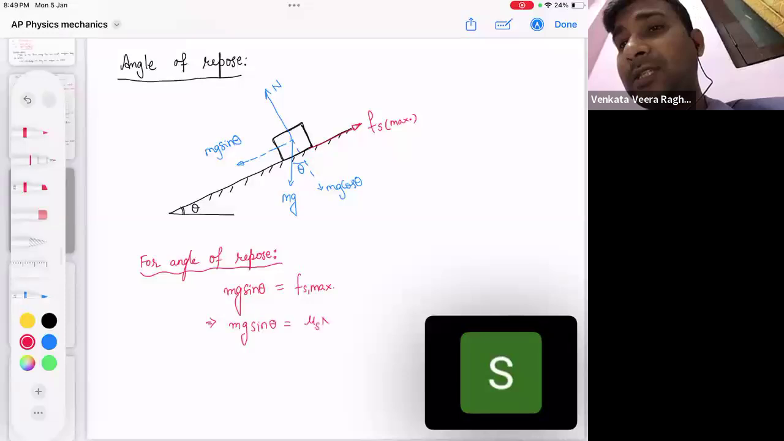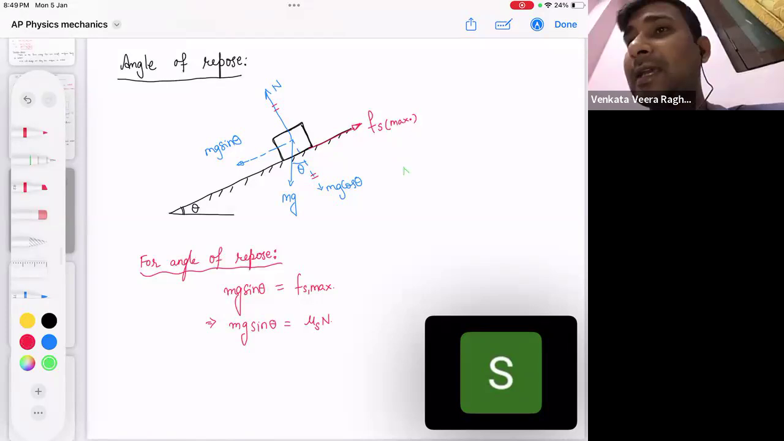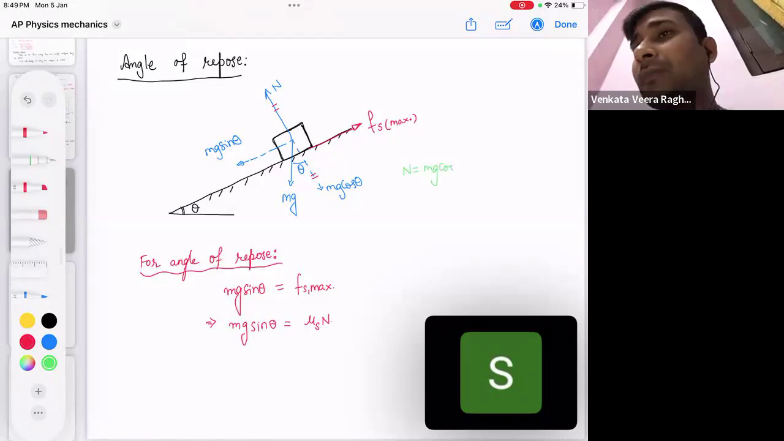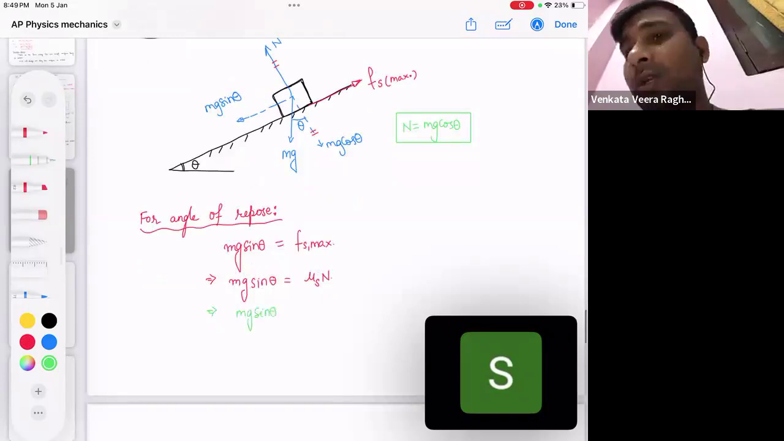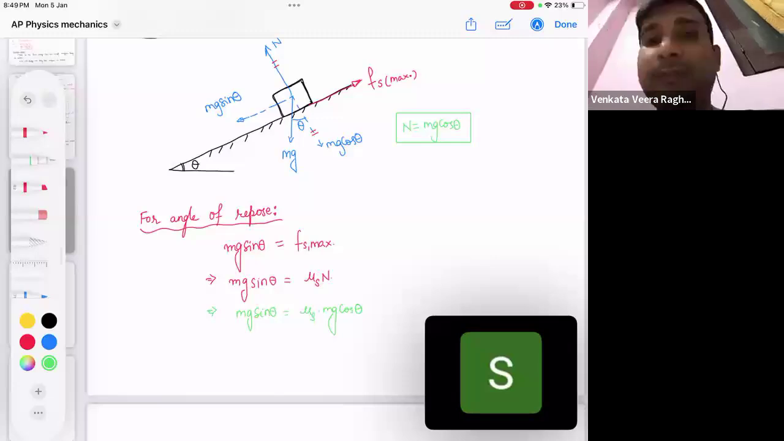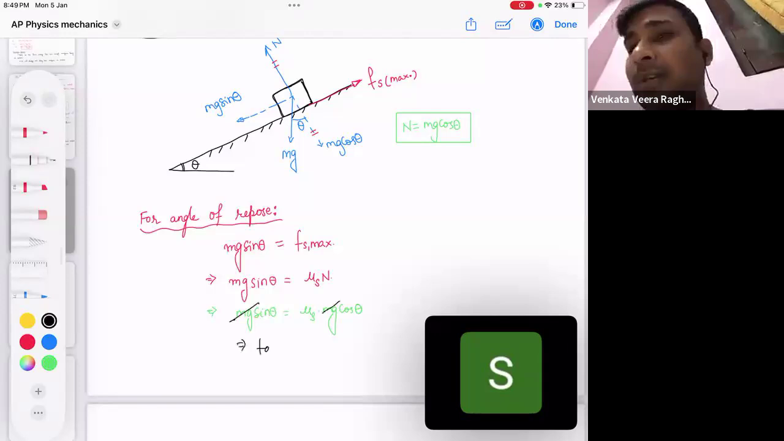So mg sine theta is going to be Fs max, which is mu s into normal. Can we write it? And look at these two components, normal and mg cos theta. In this diagram, is the normal equal to mg cos theta? Is the normal equal to mg cos theta here? So let's put the value. So mg sine theta equals mu s into normal. Normal is mg cos theta, right? If you simplify, see what is getting cancelled out? Mg got cancelled out. What do we have? Tan theta. Is tan theta equal to mu s?